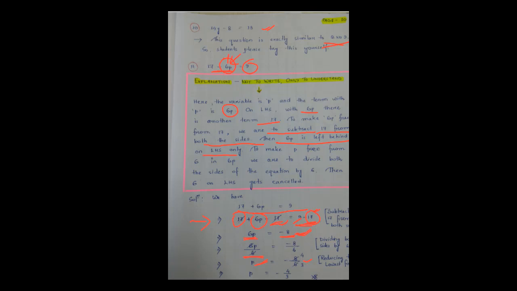The side notes are given. First step was what? Subtracting 17 from both the sides. Then next step what we followed is dividing both the sides by 6, and the last step is what? You have to reduce the fraction to the lowest form. So the answer required is minus 4 by 3.